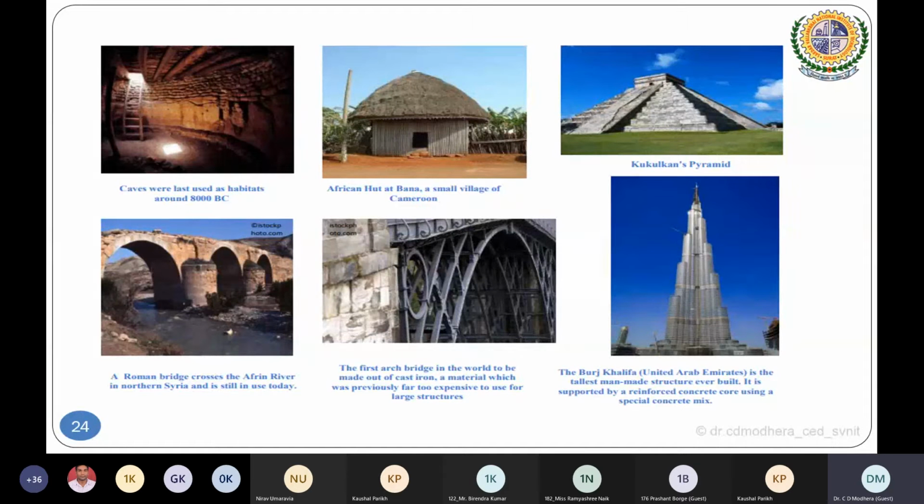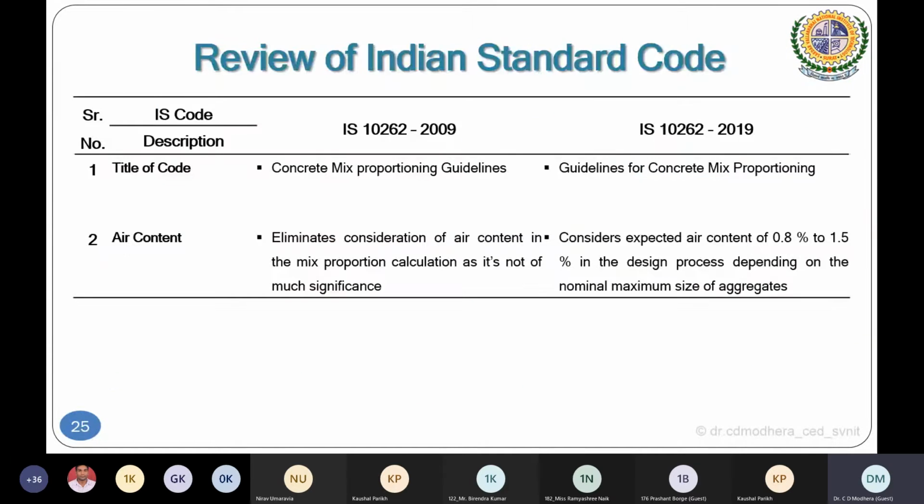It is not sufficient, as I declared at the very beginning, but you can have an idea of what advances have taken place. However, we are from India, so we should know the Indian standard code. For any mix design of concrete, the concrete mix proportioning guideline was prepared in IS 10262. It was 2009. Of course 1982 was the first, which is not written here. And then IS 10262, now 2019, with just a minor title change: guidelines for concrete mix proportioning. The meaning is the same.